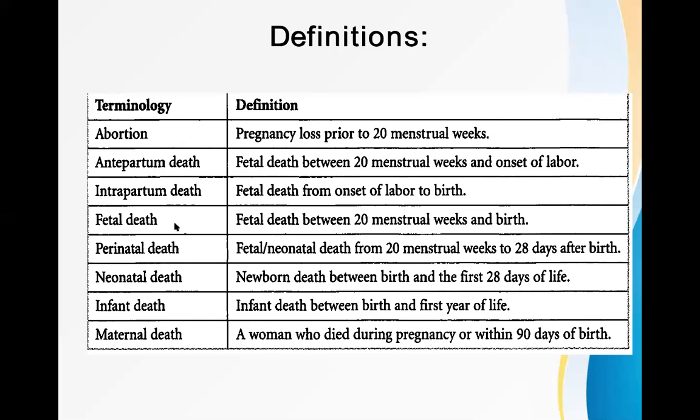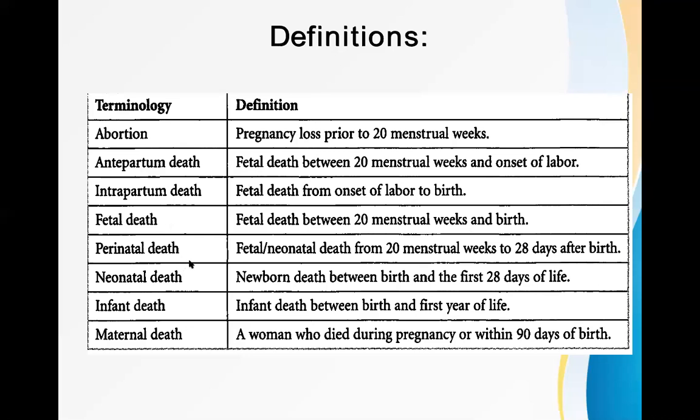Fetal death, on the other hand, is between 20 menstrual weeks and the birth. Okay, so this is fetus. It's another term for stillbirth. Actually, you can easily call it stillbirth or fetal death. Both are considered the same term, but stillbirth is used much more commonly than fetal death.